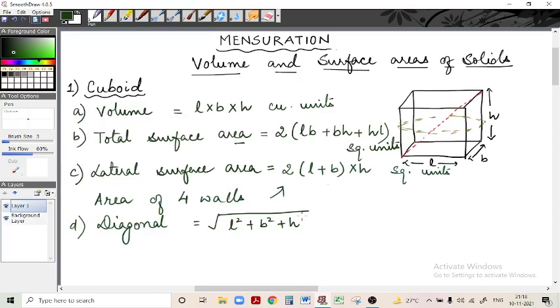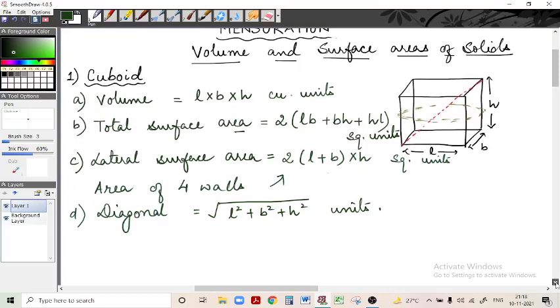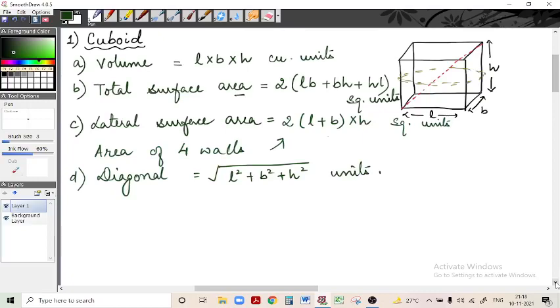Okay, so this is all about our cuboid. Now we'll learn more about the cube. What is a cube? You may have seen a cube in dice, right? Or as sugar cubes, or as ice cubes. So these are cubes. In case of a cube, what happens? All the three parameters, that is length, breadth, height, are always equal.